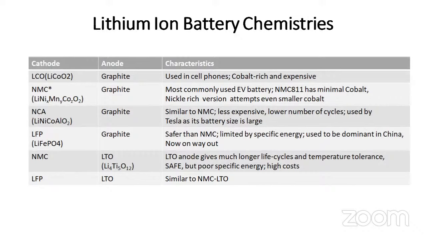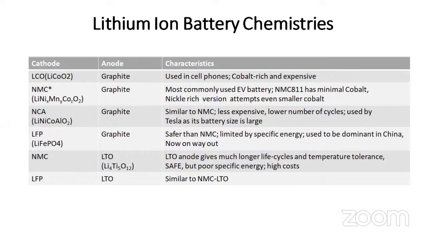NMC 811 has minimal cobalt, a nickel rich version that attempts even smaller cobalt. NCA is something similar to NMC, but it has lesser energy density and lesser price. Whenever you are not able to afford NMC, since NMC cells are very costly, you can go with the NCA cells. This is similar to NMC, less expensive, lower number of cycles, used by Tesla as its battery size is large.